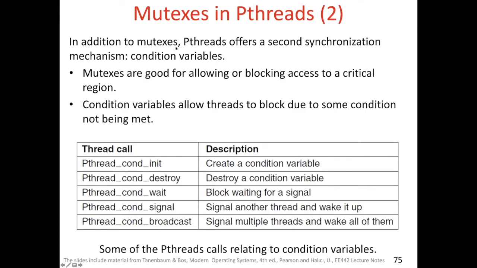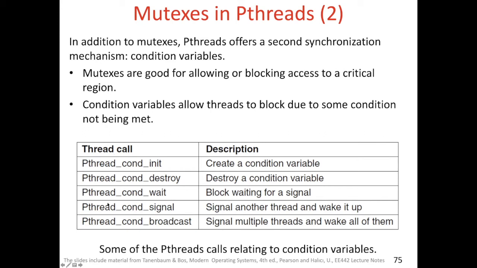In addition to mutexes, Pthreads offers a second synchronization mechanism, which is condition variables. Mutexes are good for allowing or blocking access to a critical region. Condition variables allow threads to block due to some condition not being met. Some of the Pthreads calls relating to condition variables are given here.